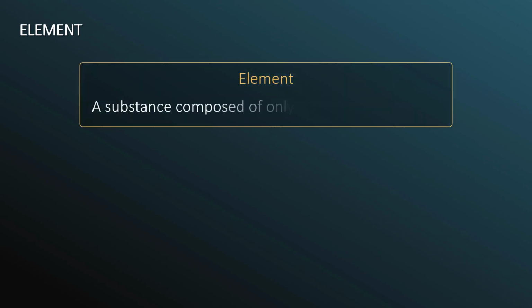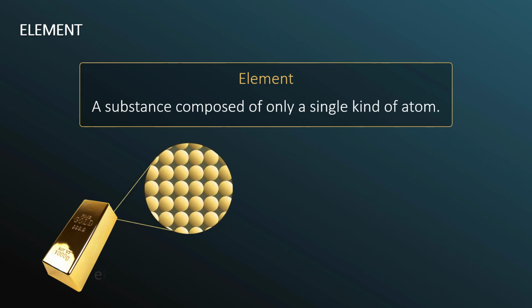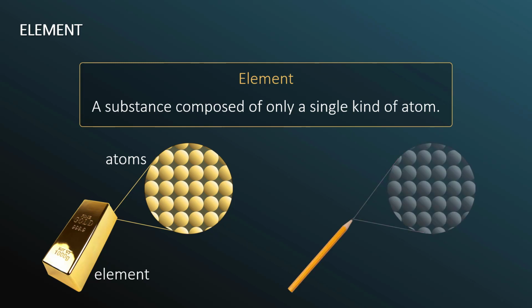So let's move on to defining some terms. An element is a substance composed only of a single kind of atom. Elements are made of atoms, not the other way around. A pure 24-karat gold ring or bar, for example, is composed only of gold atoms. This is the element. These are the atoms that compose the element. Here's a pencil. The graphite here is the element, and then you have the atoms that compose the element. Now, the word element and the word atom are often used interchangeably, but there is a distinction. Element refers to a type of substance. Atom refers to the individual particles that make up that substance.